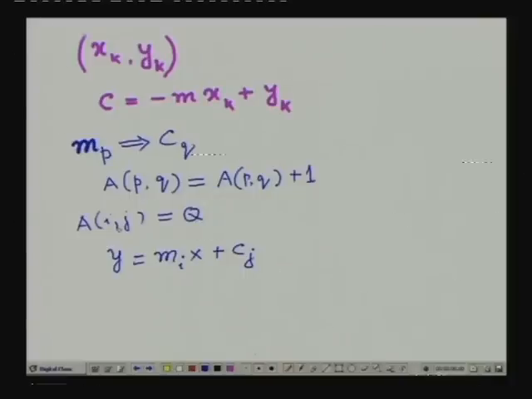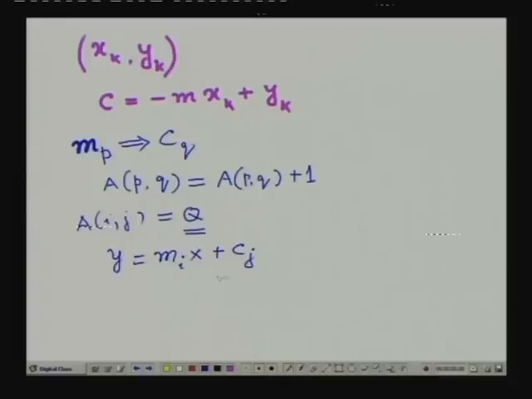So, at the end of the process, if a particular accumulator cell A(i, j) contains a value capital Q, this is an indication that in the spatial domain I have capital Q number of points or boundary points which are lying on the straight line y = m_i x + c_j.